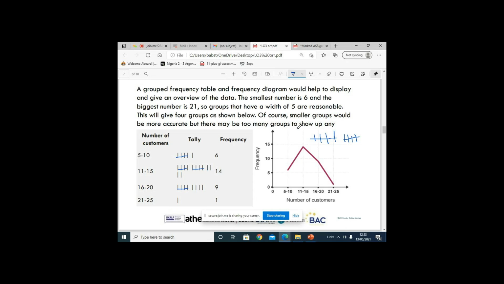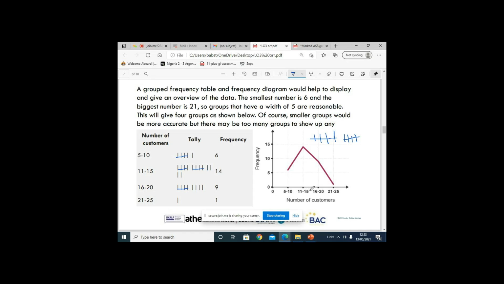So frequency is how many numbers you find there. That's the frequency. For example, between 5 to 10, we found 6. Between 11 to 15, we got 14. Between 16 to 20, we got 9. And between 21 to 25, you have only 1 customer there. So you now count it.